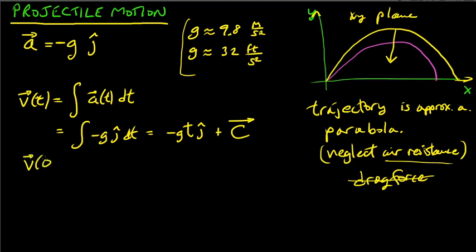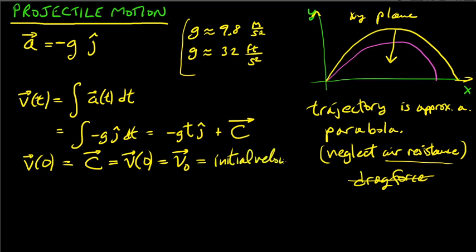If you plug in t equals 0, you get negative g times 0, which is 0, plus c. So c as a vector is just your velocity at time t equals 0, or better yet, just v naught, v sub 0. This is the initial velocity as a vector. In other words, it's the vector when you're first starting out. So that's how fast you're going and in what direction.